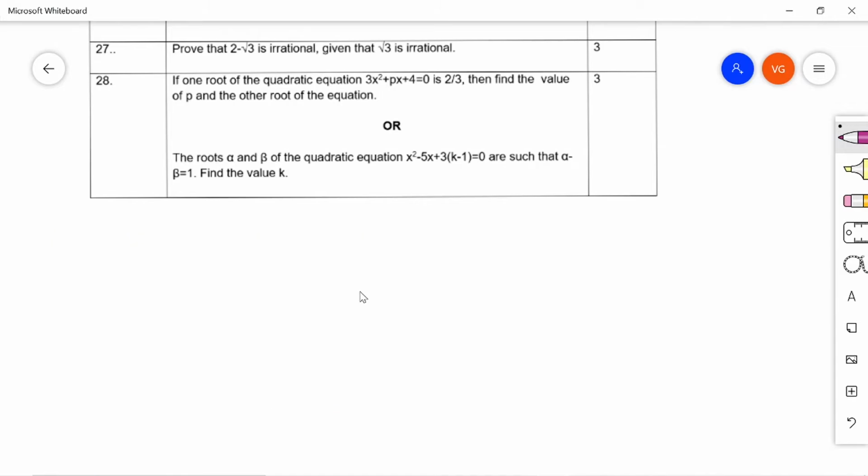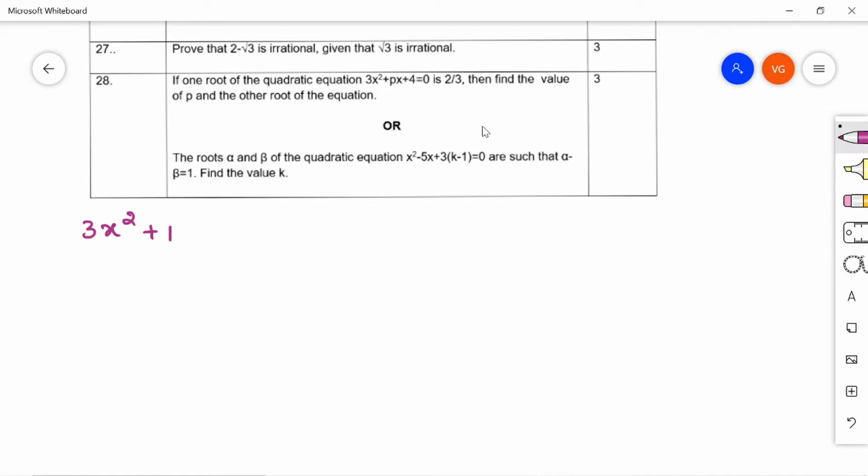Next is question number 28. It has again internal choice. Both the questions are from quadratic equations. Let us see the question. If one root of the quadratic equation 3x square plus px plus 4 is equal to 0 is 2 by 3, then find the value of p and also the other root of the equation. So this is very simple.